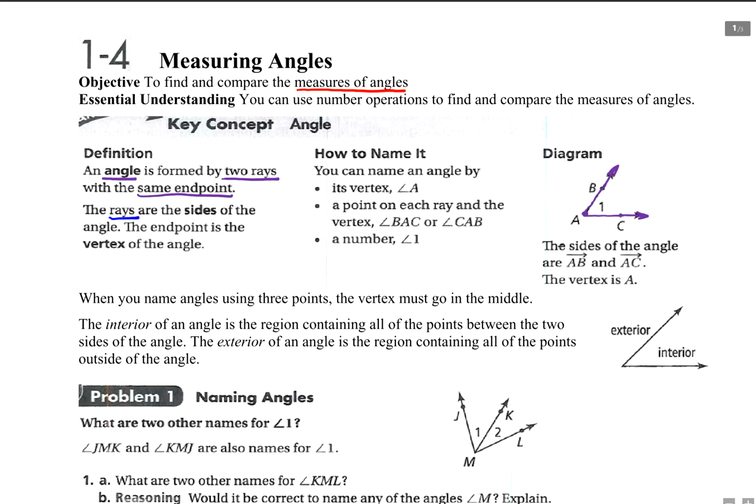The rays are the sides of the angle, and the endpoint is the vertex of that angle. The vertex is a point. You know what a vertex is? It makes the corner, it makes the point there.